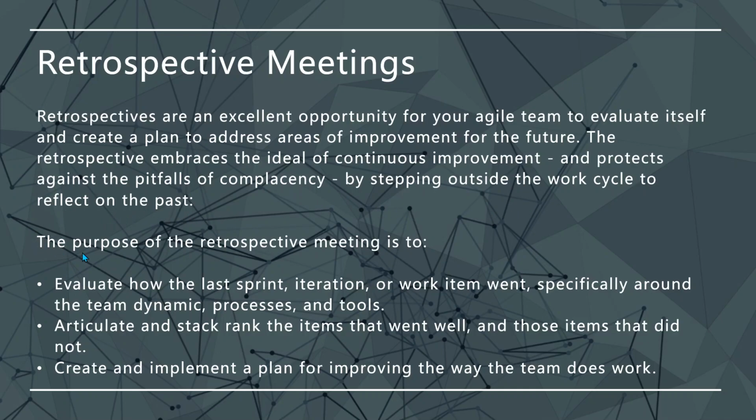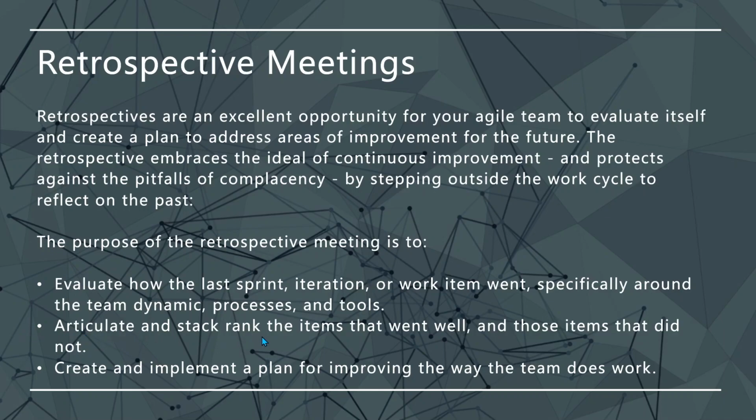The purpose of a retrospective meeting is to evaluate how the last sprint, last iteration, or last work item went, specifically around team dynamics, process and tools. What you generally do in a retrospective is look at the recent iteration, or the last sprint, and try to understand what the work items in the sprint are, what went well there, and what things you could have done better. Those kinds of discussions generally happen in the retrospective meeting.